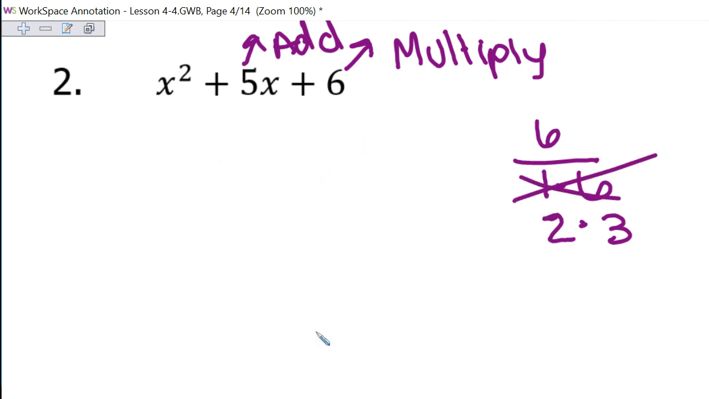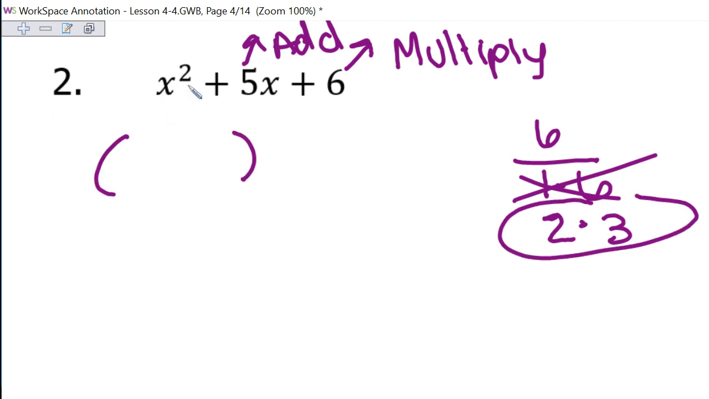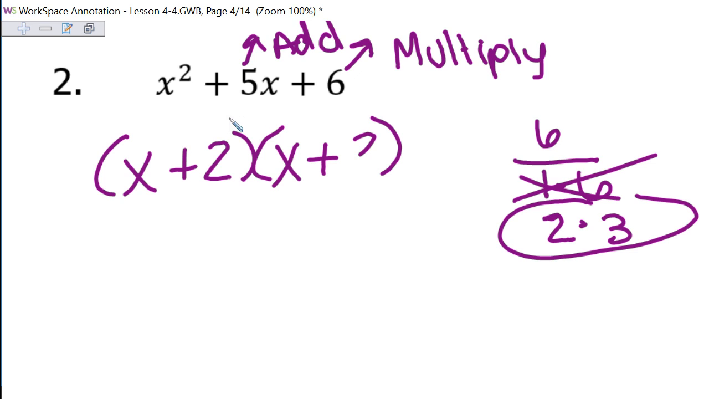7. So it's not that one. If you add these, what do you get? 5. So those are the two numbers we'll use in our answer. So put your 2 sets of parentheses, and one answer will be x plus 2. The other answer will be x plus 3. Now, it doesn't matter which one you put first. You could put x plus 3 first and x plus 2 second.